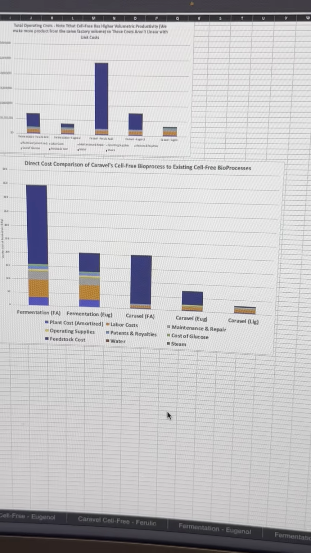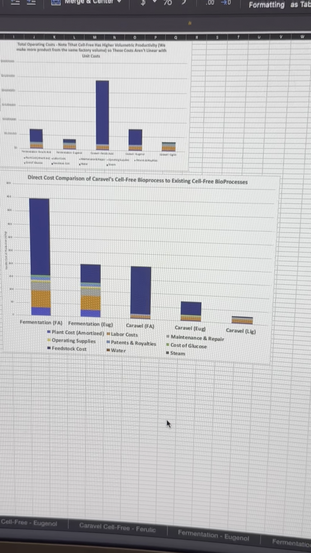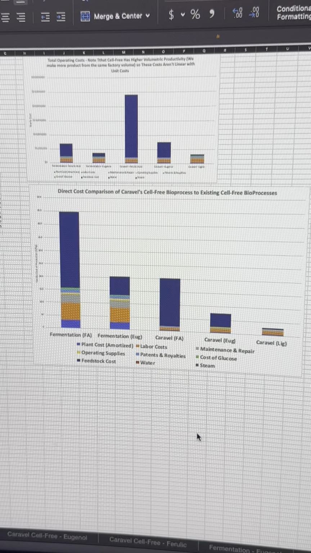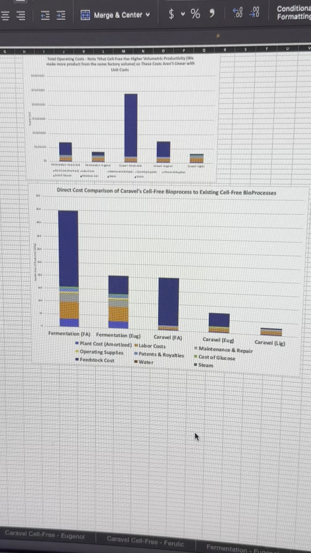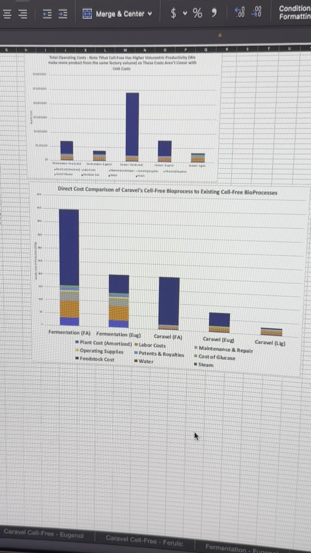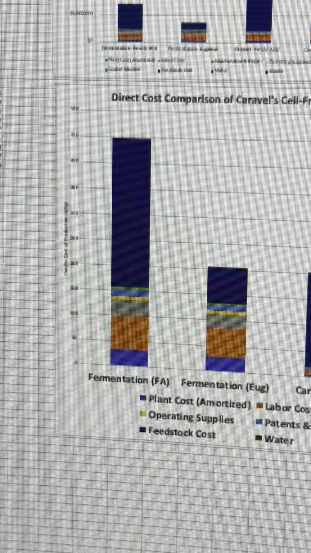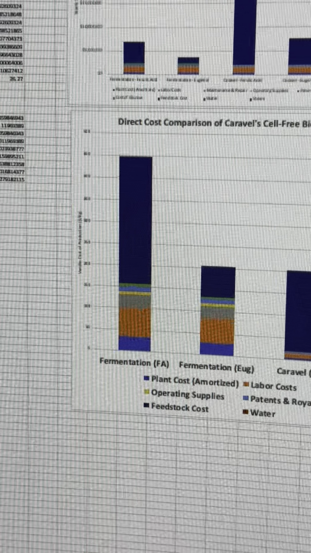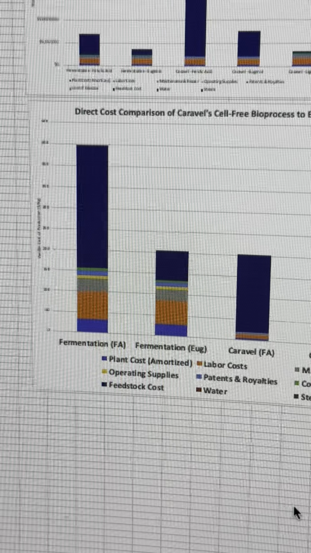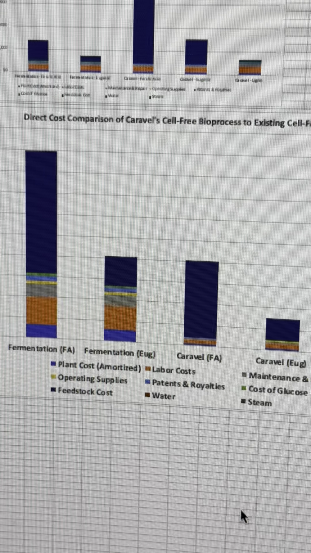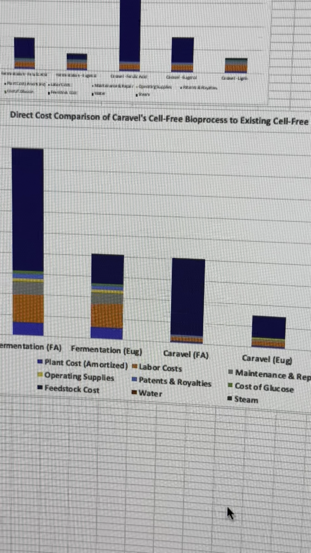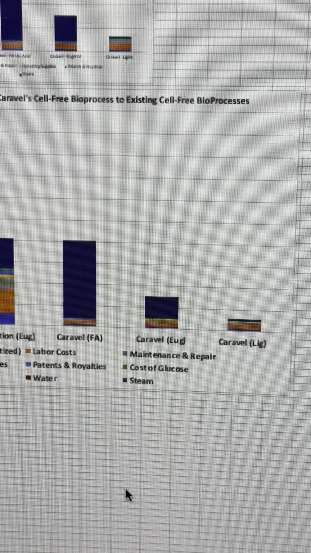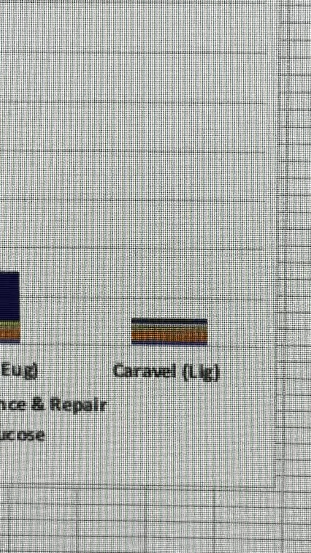cost breakdown. As you can probably guess, with these high feedstock costs for vanillin that we've been discussing, the largest cost factor comes from the feedstock. So you can see here, like fermentation with ferulic acid, that dark blue/black top bar is the feedstock cost, right? And it dominates the fermentation cost. Ferulic acid for our cell-free process again dominates the cost. For eugenol, right there. But then if we do lignin, then wha-bam!